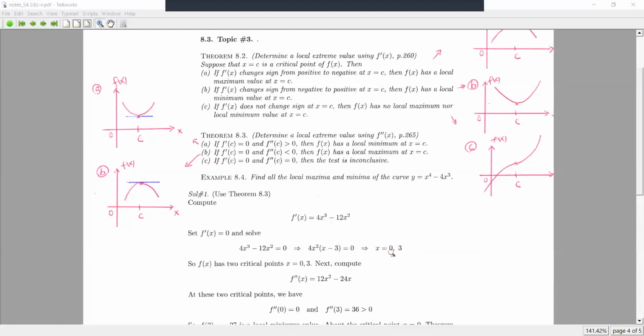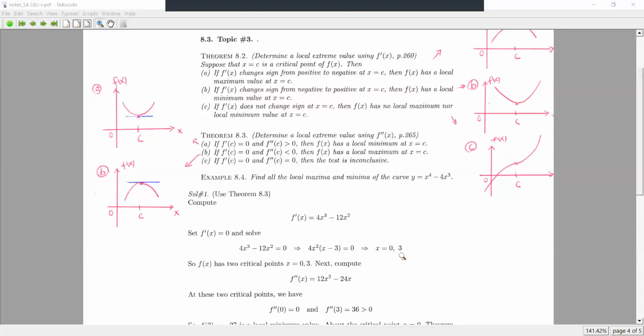So 0, this critical point, in this case: the first derivative at 0 is 0, and the second derivative at 0 is 0. In this case, this theorem has no conclusion about the critical point. At 0, the function may have a maximum, may have a minimum, may have neither.